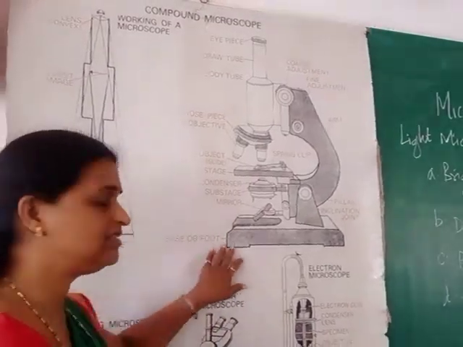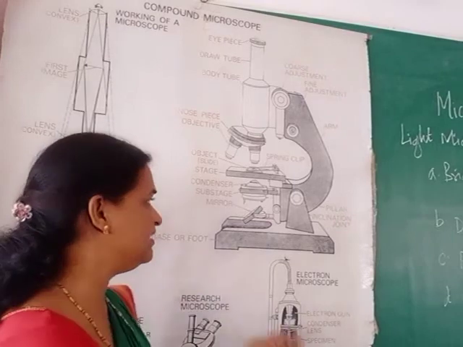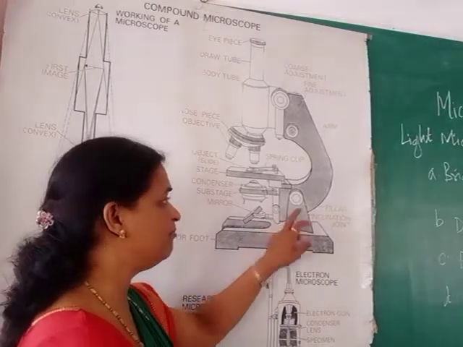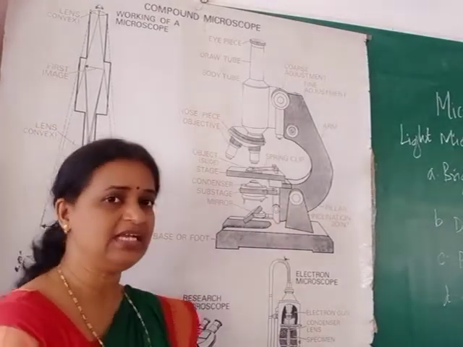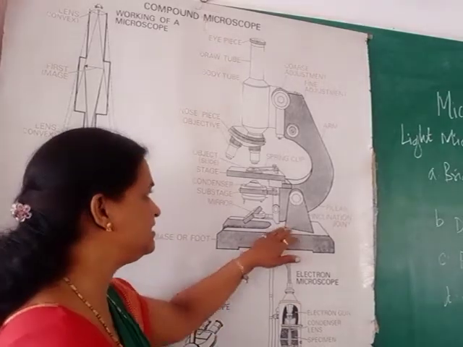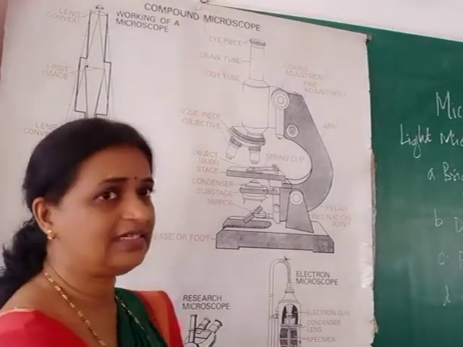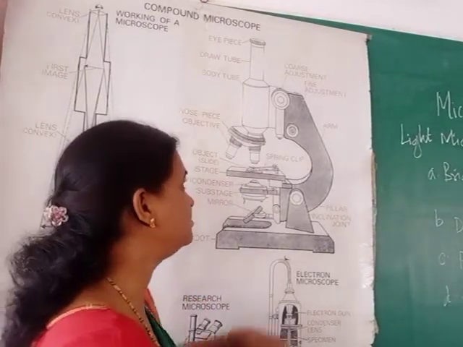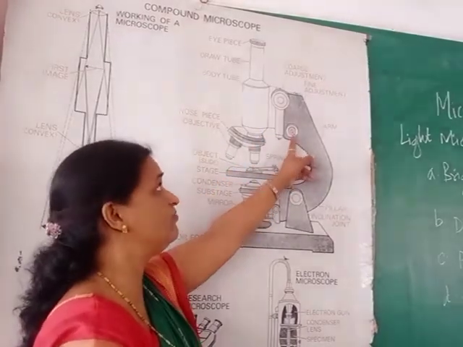First is the horseshoe-shaped base, on which our microscope remains stable. Just above the base there is a pillar which holds the microscope. With the help of that pillar, we can incline our microscope according to our need. Then next is the arm, which is used to hold the microscope. At the top of the arm there are adjustment knobs, which are required for focusing the object. These are the coarse adjustment knob and the fine adjustment knob.